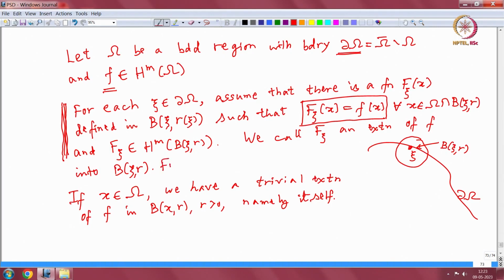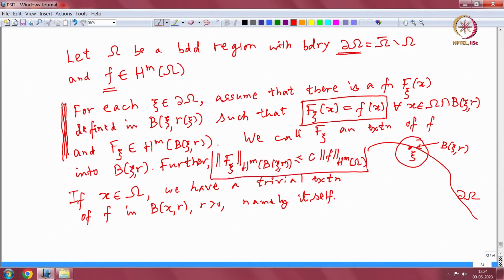Further, we cannot forget the estimates. So those are Fj, Hm, Bj. They are all important. So the extension also should have that estimate.